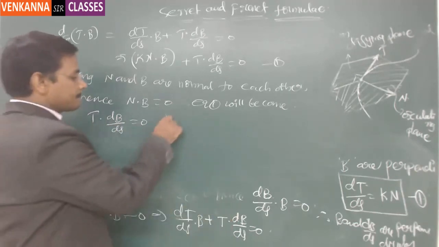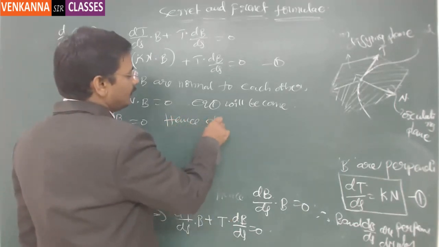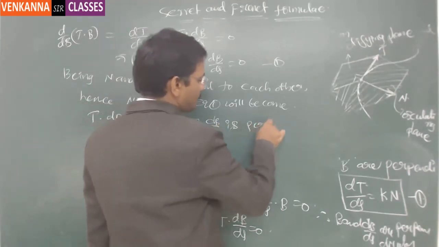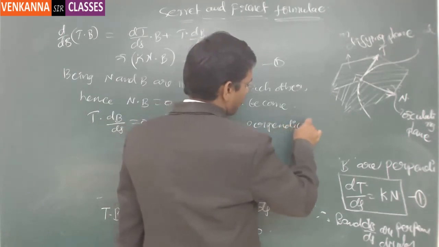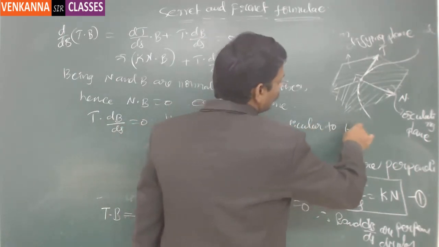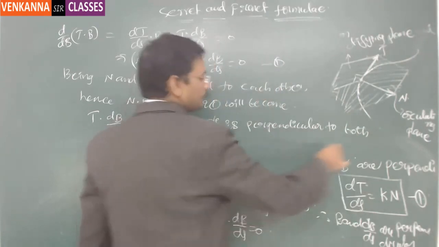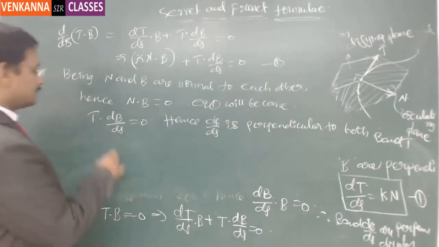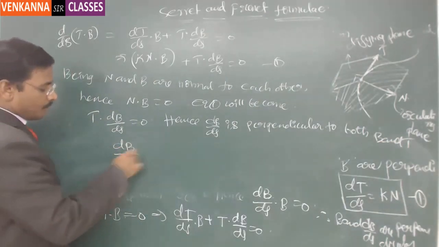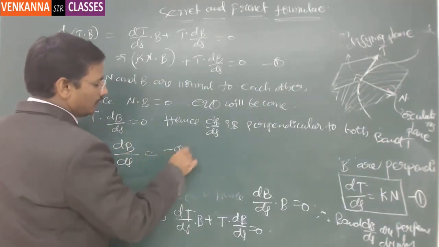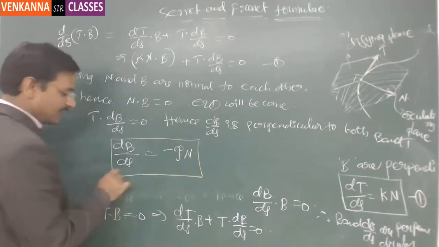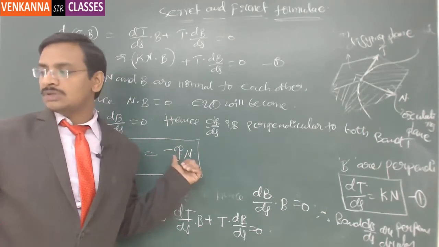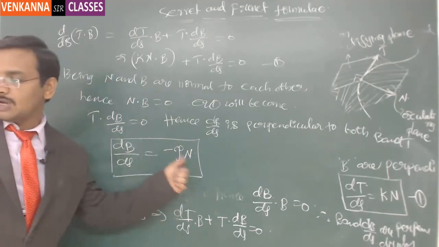So hence, dB/ds is perpendicular to both b and t. So I call this dB/ds is equal to minus tau n. Why do we treat this minus? This is actually the standard convention. For a positive value of tau, you will take the opposite direction of the normal.